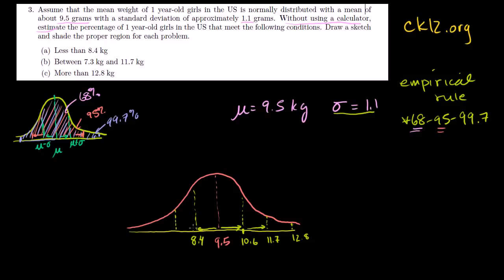2 standard deviations below the mean. Subtract 1.1 again would be 7.3. And then 3 standard deviations below the mean, maybe right there, would be 6.2 kilograms. So that's our setup for the problem.